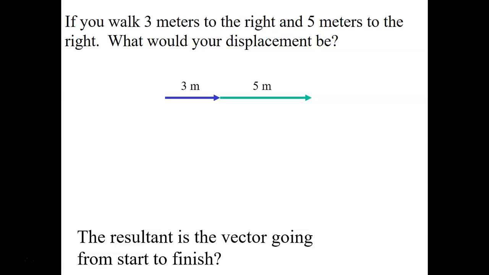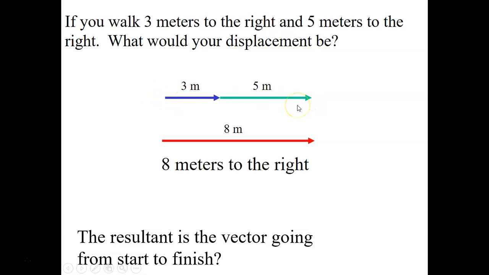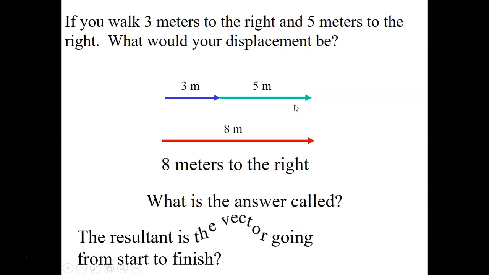So let's say we walk 3 meters to the right and then 5 meters to the right. My resulting displacement is going to be 8 meters to the right. You just added two vectors without even knowing it. 3 plus 5 equals 8, to the right. The 3 plus 5 does equal 8 in this situation. So the resultant is an arrow that stretches from start to finish. I didn't put it on top of this so that you could see those vectors still, but technically this would be on top of that, starting from start to finish. And the answer is called the resultant.